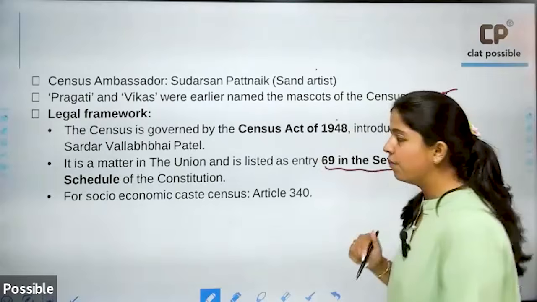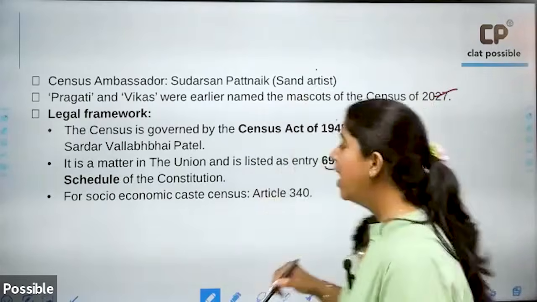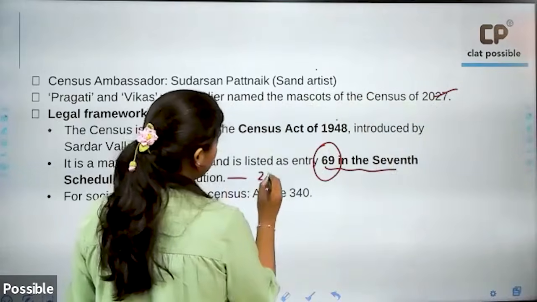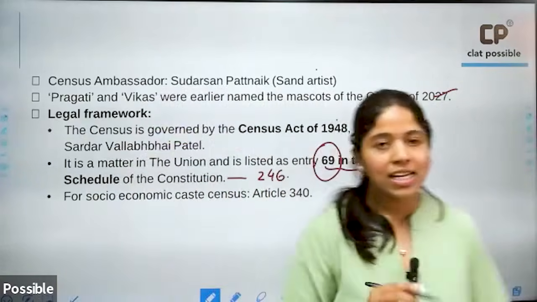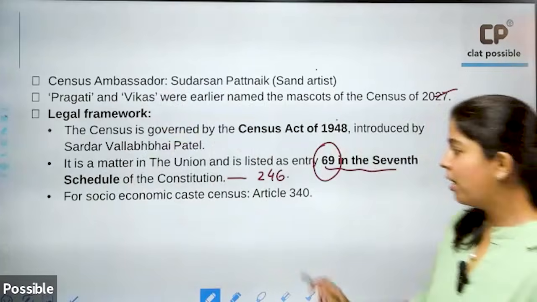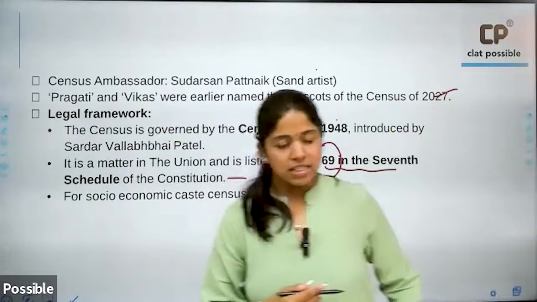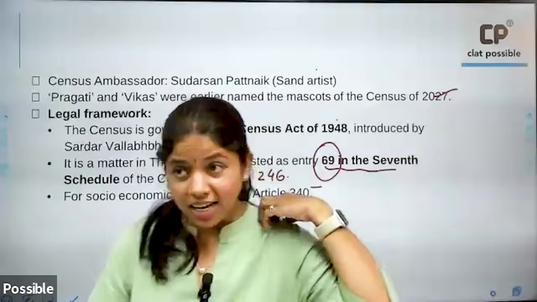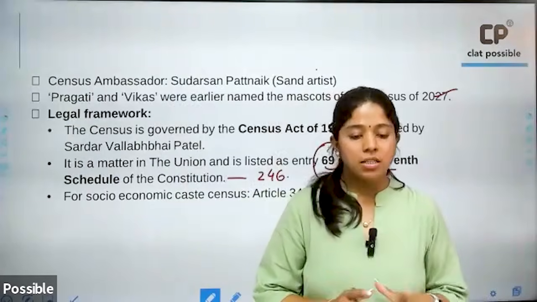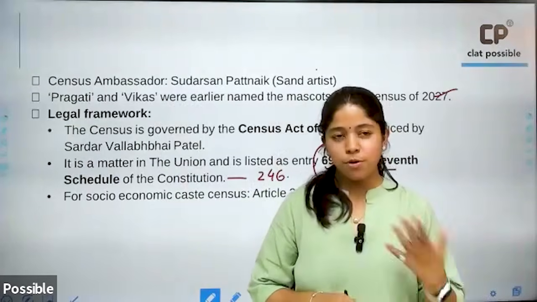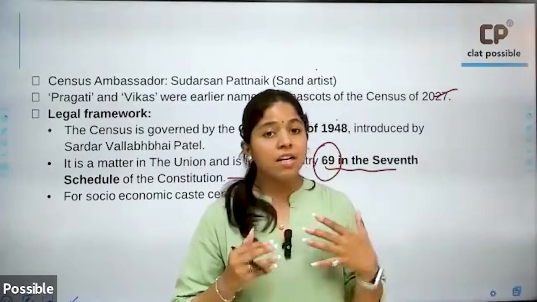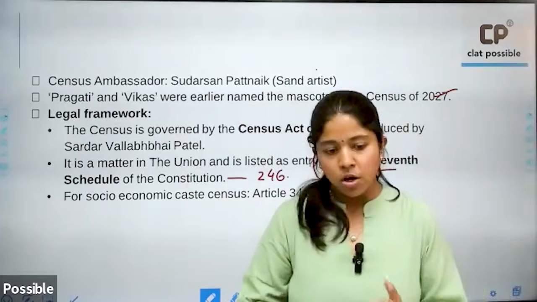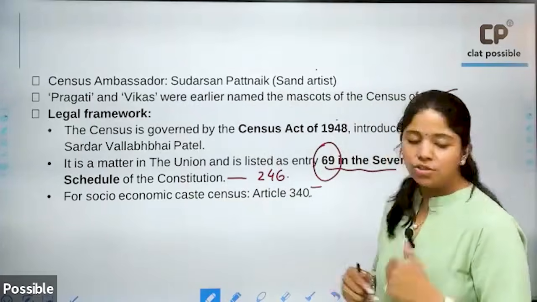Under the Constitution, it is provided in the Union list of the Constitution, and in the Union list, it is basically under entry 69. And the article that provides for this is Article 246 of the Constitution. For the socio-economic caste census, that is, for undertaking caste census in the country, the provision has been made under Article 340. Article 340 does not directly make the provision for a socio-economic caste census, but basically says that the government must undertake effective initiatives to bring about the development of the socio-economically backward people in the country. All right. So that has been mentioned in Article 340.